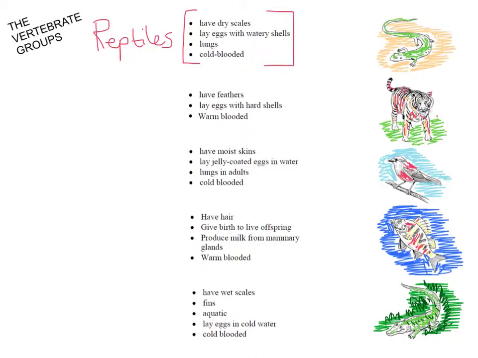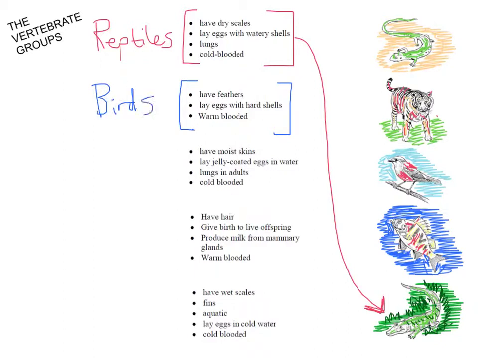The dry scales is the key thing, with eggs with watery shells. So the example of the reptile that we've got here is the badly drawn crocodile. So that's how we define reptiles. Let's look at group 2. So feathers, laying eggs with hard shells, and warm-blooded. Well, the feathers is a bit of a giveaway. Only the birds would have feathers. So this second group of vertebrates are called the birds.